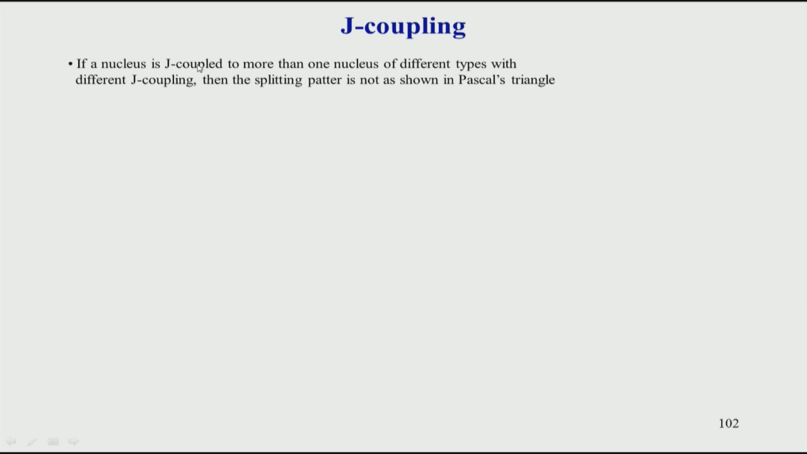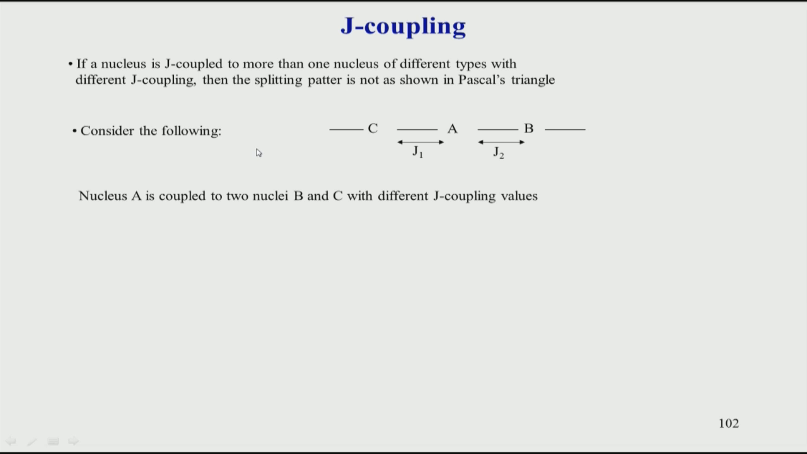One thing we saw in the previous slide is that the hydrogen atom A had the same coupling value to the different hydrogens. That is why the n+1 rule is applicable, but that is not always the case. If a nucleus is J coupled to more than one nucleus of different types, then you will have different J values. For example, suppose we consider a hydrogen atom A. It has a coupling J1 to a hydrogen atom C, which is 3 bonds away, and it has another coupling value J2 to another hydrogen atom on this side. You see these two J values are not the same now.